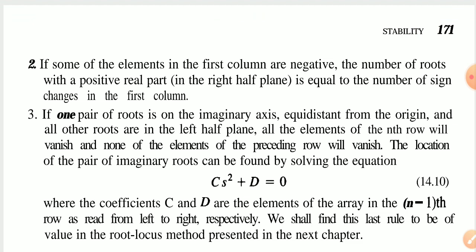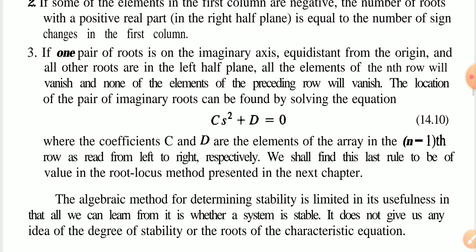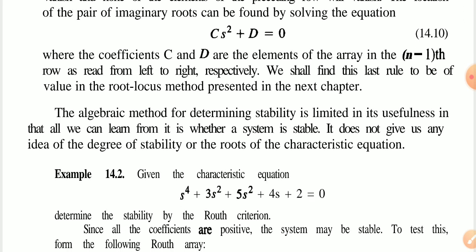Okay, if one pair of roots is on the imaginary axis equidistant from the origin and all other roots are in the left half plane, all the elements of the nth row will vanish and none of the elements of the preceding row will vanish. The location of the pair of imaginary roots can be found by solving the equation C s square plus D is equal to 0, where the coefficients C and D are the elements of the array in the n minus 1th row, as read from left to right respectively.